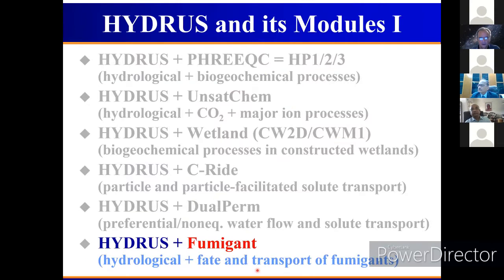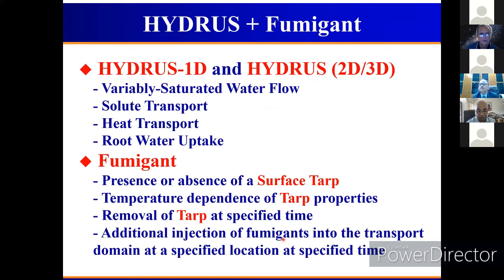Okay, I'm getting to the end. Fumigant, that's another module which I developed for the California Department of Pesticide Regulation. Fumigants are chemicals which are used to sterilize the soil before planting different types of vegetables.